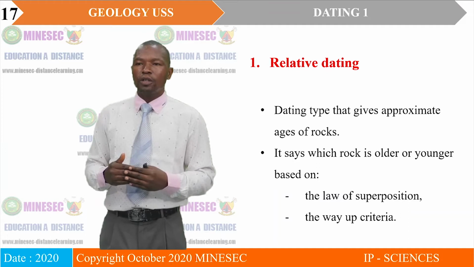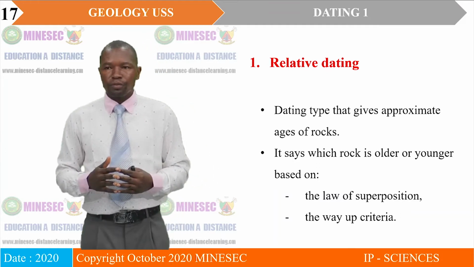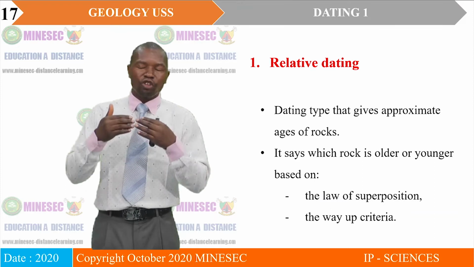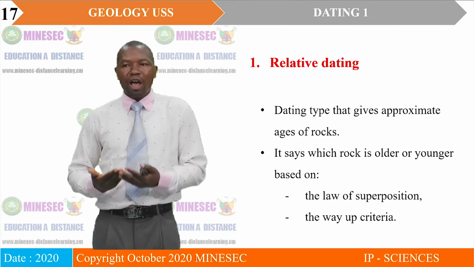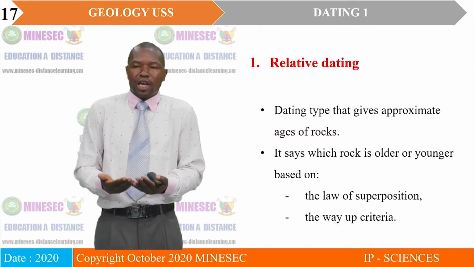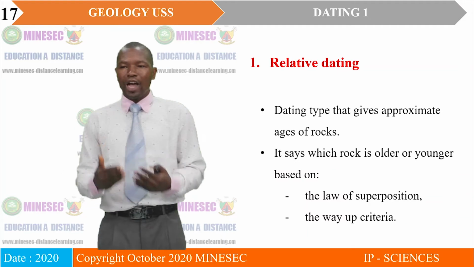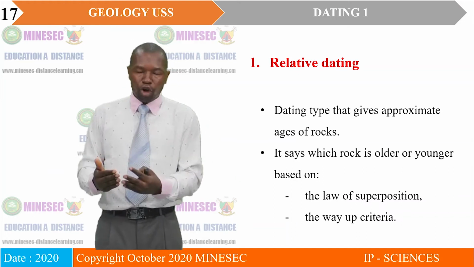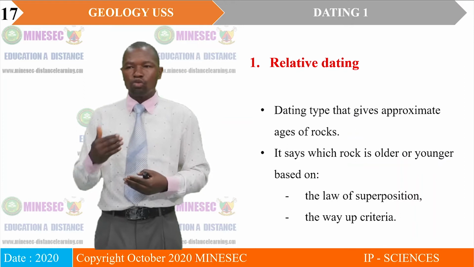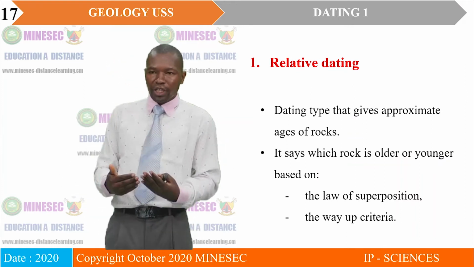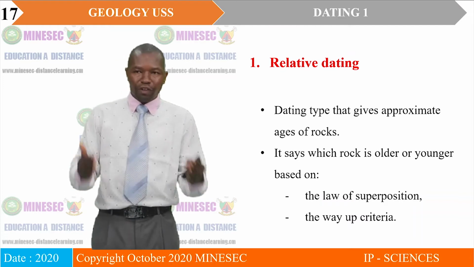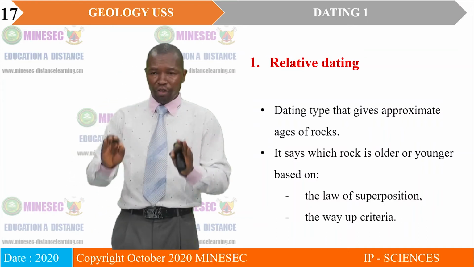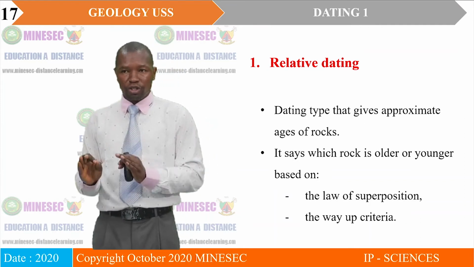That is the principle of the law of superposition, which states that if material is laid down and nothing has happened with it, or there have not been destructions, then the material that is laid down first should be older, and that which is laid down lastly should be younger. We also have the way up criteria technique, which can help us to know which rocks are older and which ones are younger. So with these two principles, we shall develop the relative dating method. Remember that these two principles are very essential as far as relative dating of rocks is concerned.